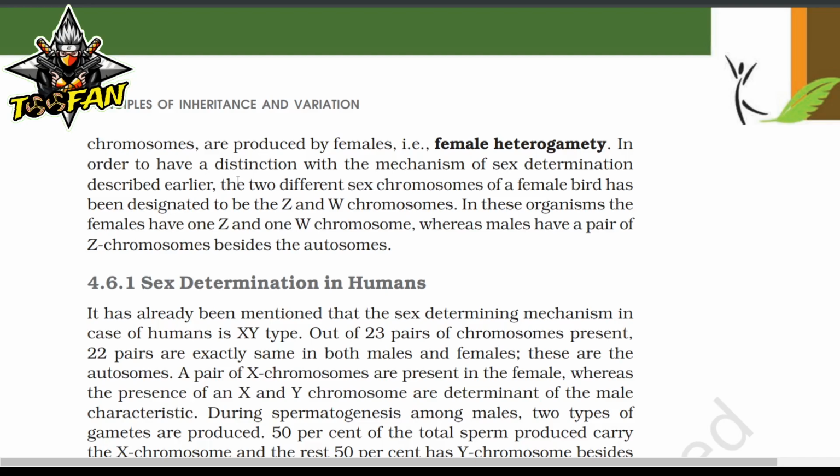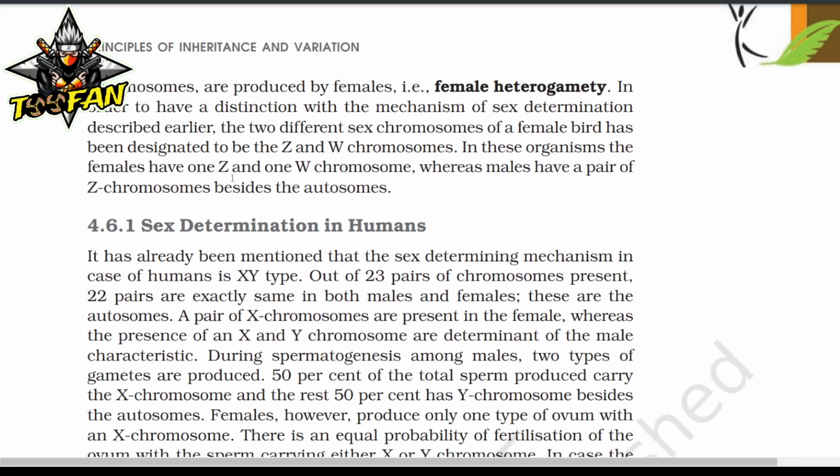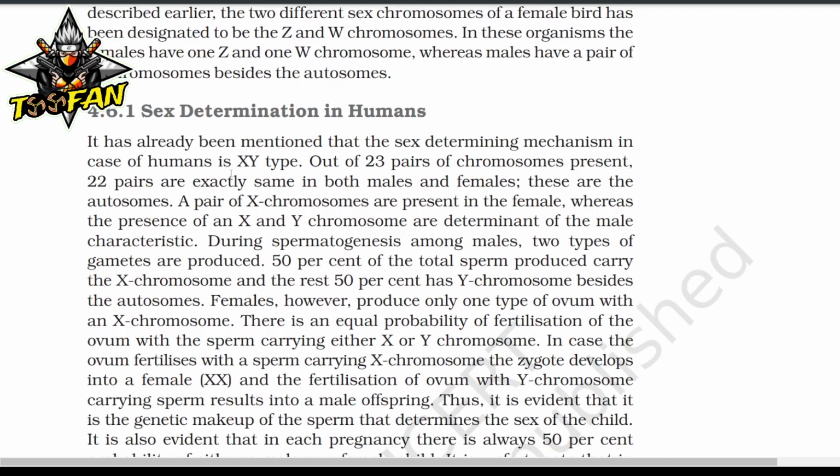During spermatogenesis among males, two types of gametes are produced. 50% of the total sperm produced carry the X chromosome, and the other 50% carry the Y, besides the autosomes. Females, however, produce only one type of ovum, with the X chromosome. There is an equal probability of fertilization of the ovum with a sperm carrying either X or Y chromosome. If the ovum is fertilized with a sperm carrying X, the zygote develops into a female, and fertilization of the ovum with a Y chromosome carrying sperm results in a male offspring.